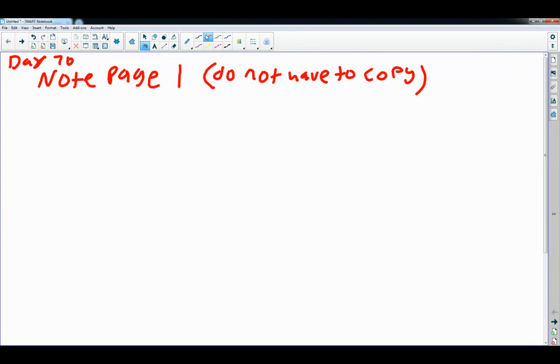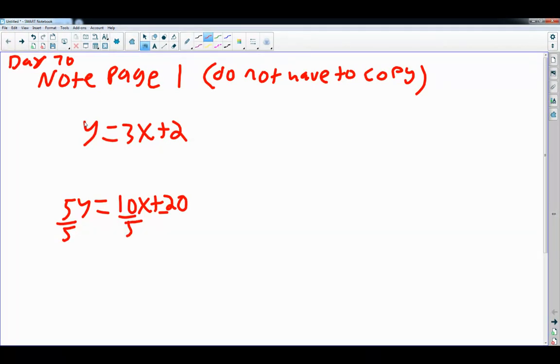Is, and this is note page 1 that you do not have to copy. Okay, the next page you have to copy. This is just an intro. So we've been looking at stuff like this: y equals 3x plus 2. And we've been graphing those and we've been solving those. Maybe we have 5y equals 10x plus 20, and we want to get y by itself, so we're going to divide by 5, right? Divide each piece by 5, and we get y equals 2x plus 4, and then we can solve that. Well, graph that.